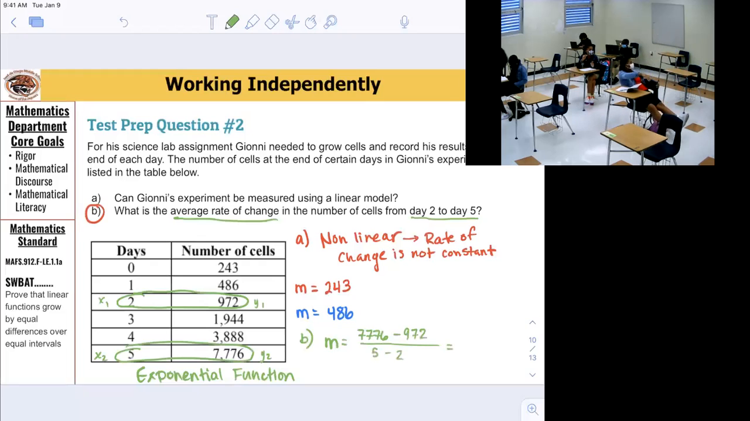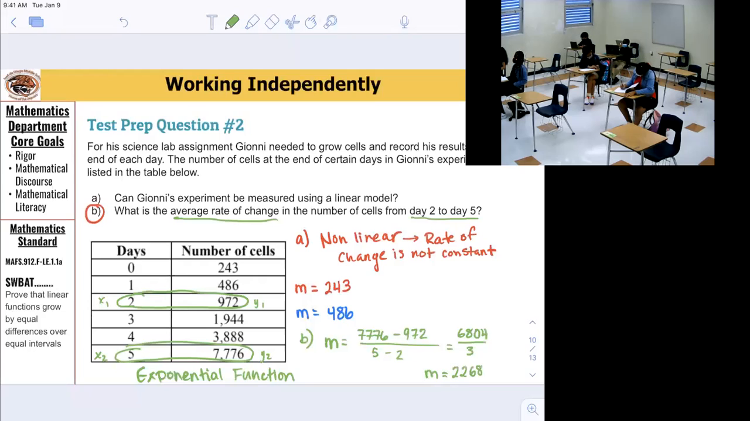All right. What's 7,776 minus 972? 6,804. And then 5 minus 2 is 3. So Chloe, notice now my denominator is a 3. So when you divide, you're not going to get the same number that you had in the numerator because now you're dividing by 3. And when you divide by 3, what do you get? 2,268. Good.